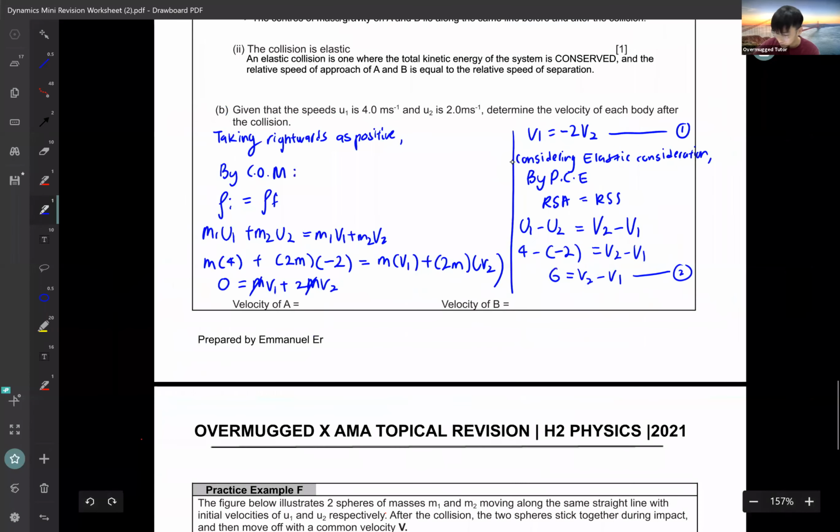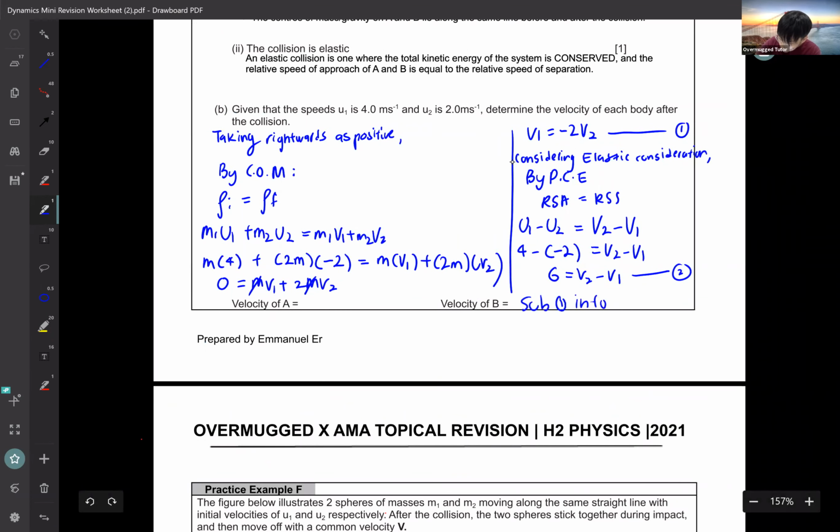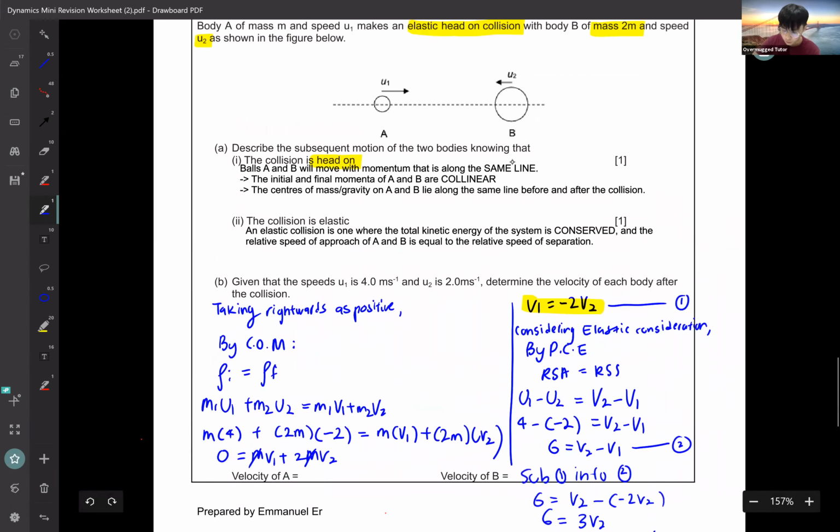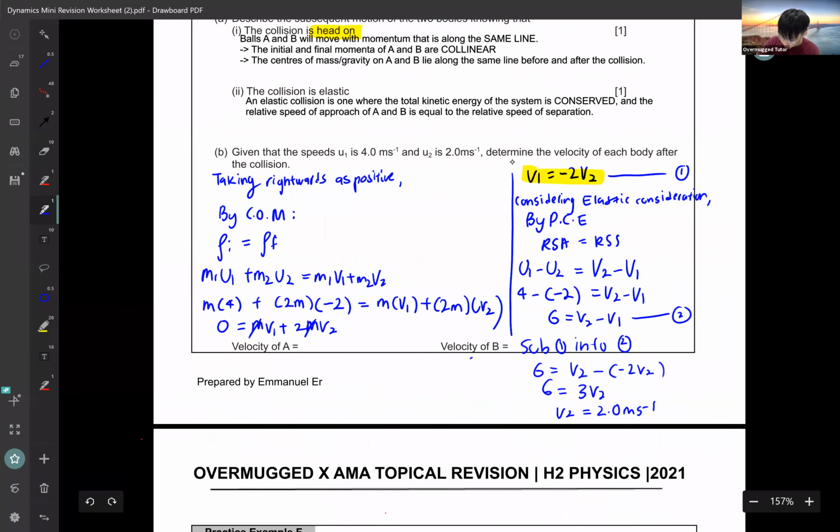Finally, you just sub in and solve. So you sub 1 into 2. Okay, so you'll get 6 equals to V2 minus V1, which is minus 2V2. How do I get this? You just plug in from here. Right, that's it. Then once you plug in, you should get 3V2, and then this is 6. So then how much is V2? V2 is 6 over 3, which is 2.0 meters per second. And V2 was B, we're talking about V2 as object B. So my answer for B is 2.0 meters per second. Okay, so this is one of my answers. Let me box it up so it doesn't get confusing.